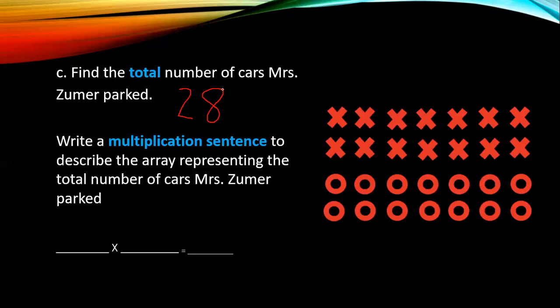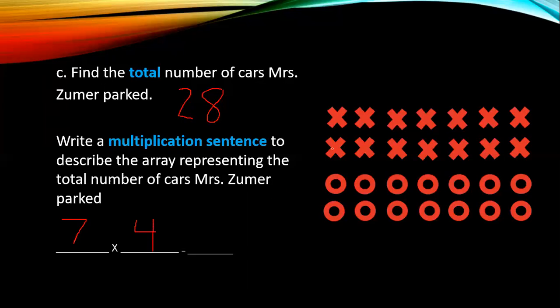Some other things you may have tried or thought about were adding 4 7 times, like 4 plus 4 plus 4 plus 4 plus 4 plus 4 plus 4, or adding 7 4 times, 7 plus 7 plus 7 plus 7, or a more efficient way for that repeated addition is multiplication. If you're adding 4 7 times, that can be written as 7 times 4.